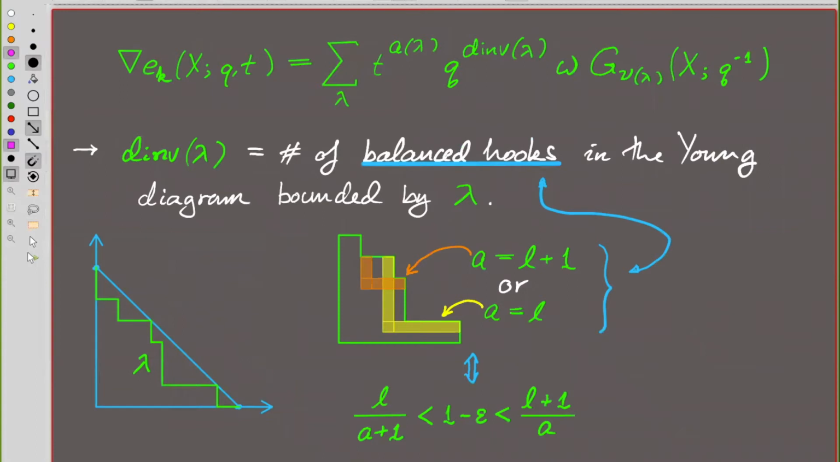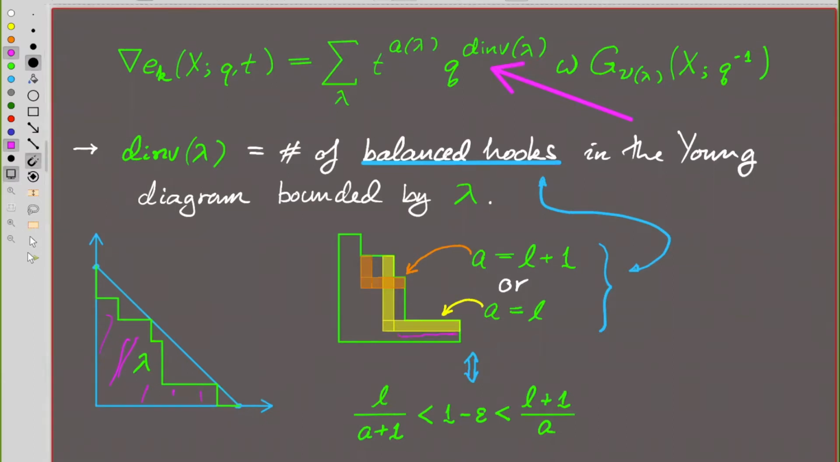Then we come to the q power, and that involves a statistic called the dinv, or d-inversions. But what it really is, it's the number of hooks in the Young diagram that's bounded by lambda, which are balanced in a suitable sense. So what we do is we look at the region that's in between, sort of in here, in between lambda and the axes, and we think of that as a Young diagram. And then we look at the hooks of various boxes, and we say that a hook is balanced if its arm, which is the horizontal part of the hook like that, is equal to the leg.